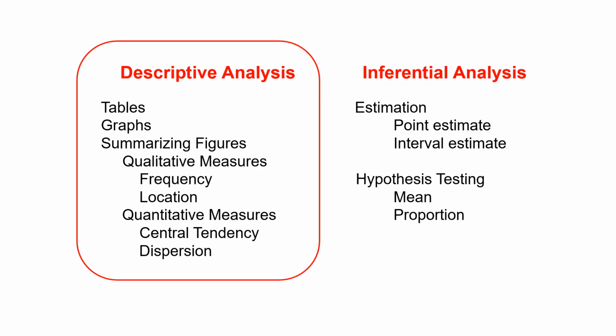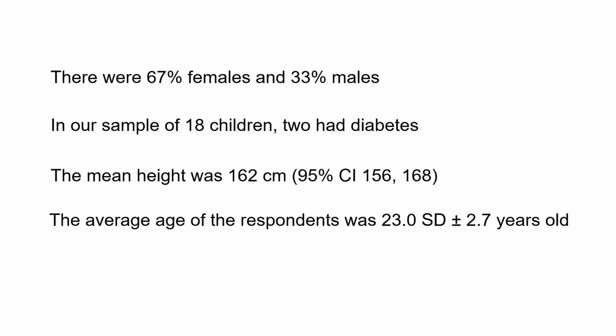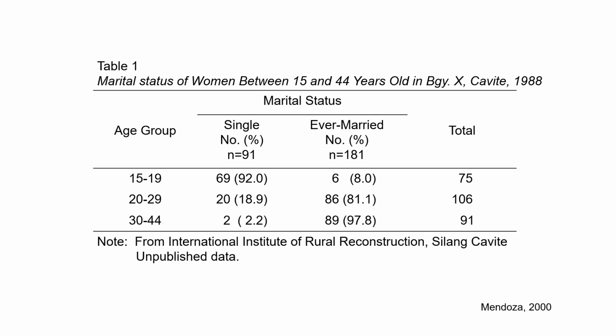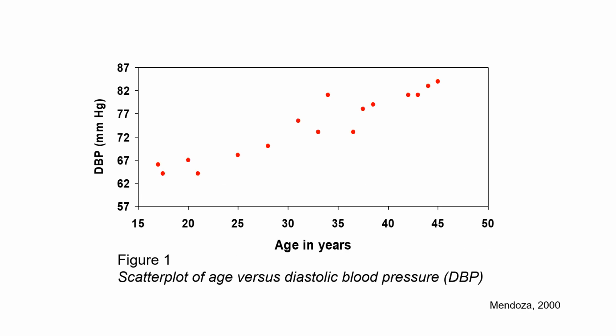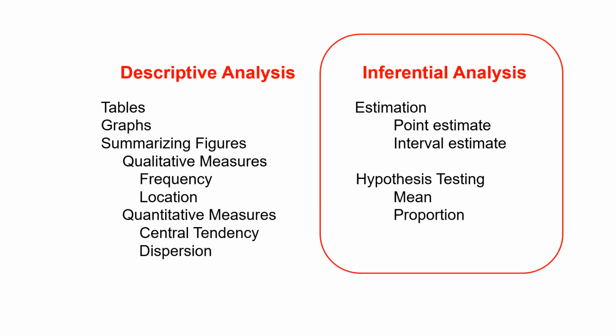Descriptive analysis entails summarizing and presenting data in text, tables, and graphs, while inferential analysis involves making generalizations or conclusions about a population based on the result from a sample, either via estimation or hypothesis testing. And it is with hypothesis testing where statistical tests are utilized.